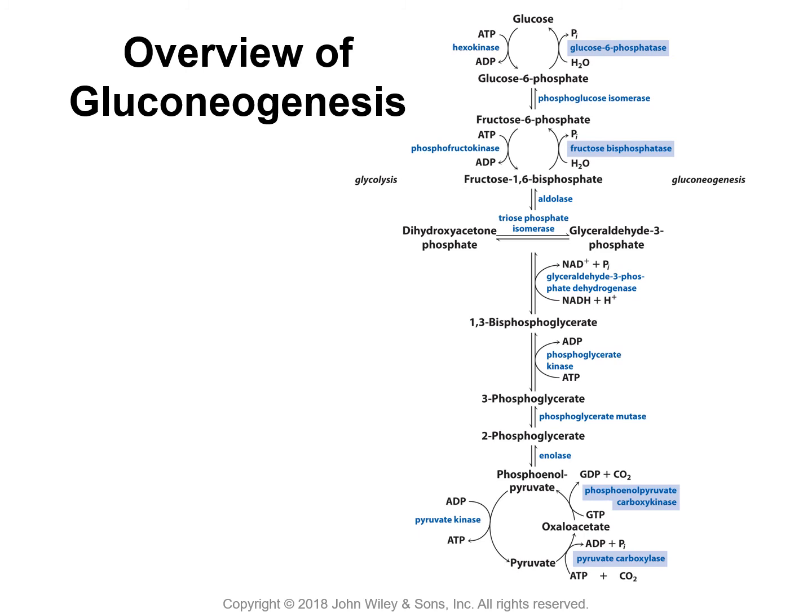The pathway uses 7 glycolytic enzymes that catalyze reversible reactions. The 3 irreversible reactions of glycolysis are bypassed in gluconeogenesis by 4 enzymes that are highlighted in blue. So that is what happens. So the glucose 6-phosphatase, the fructose bisphosphatase, the pyruvate carboxylase is there.